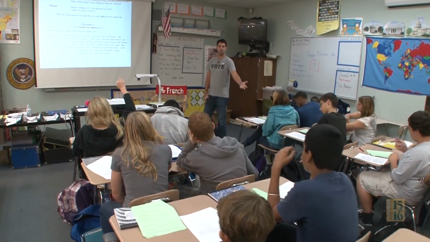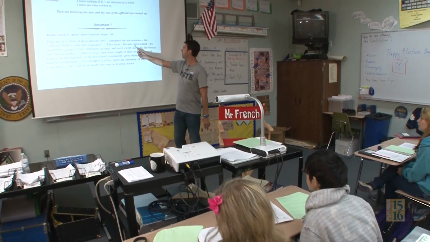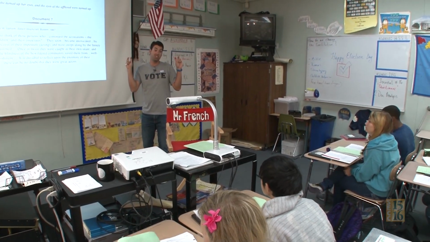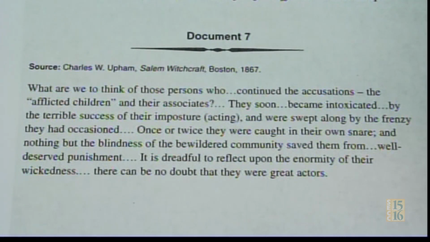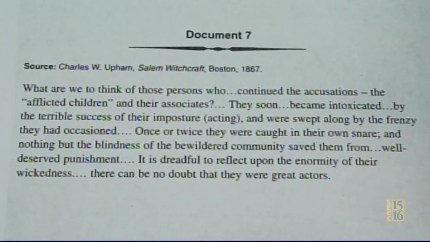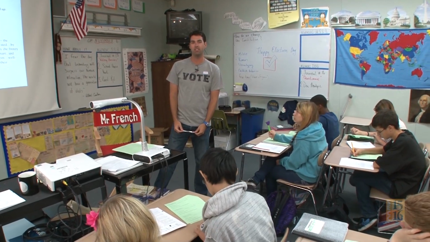What's going on here? What's this guy saying? He's accusing the kids of making the mischief. He's saying, what do we think of these people who commit these accusations? These afflicted children, right? That's why I put it in quotes. He's saying they became intoxicated, right? They started to love the terrible success of their acting. What's this guy accusing the girls of doing?